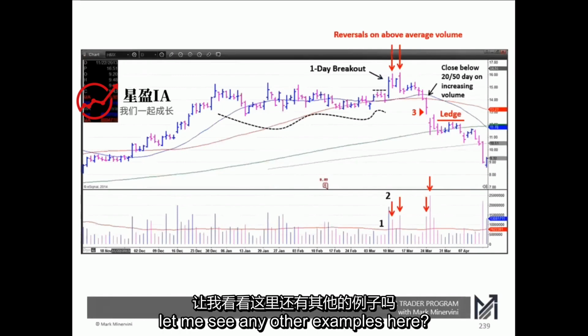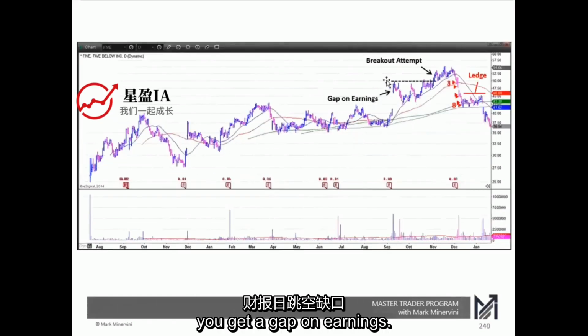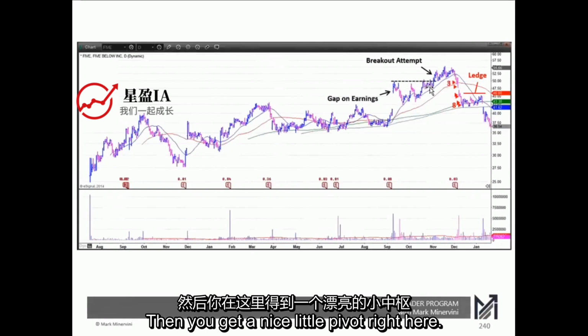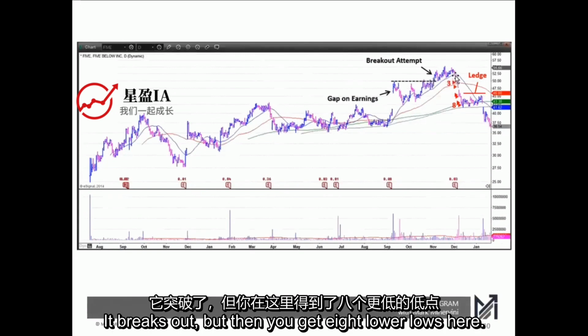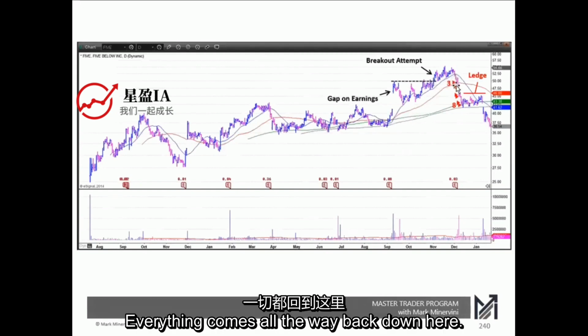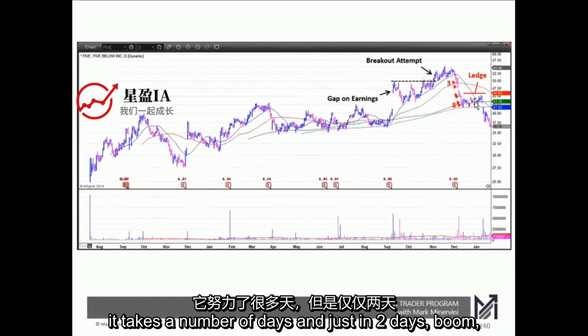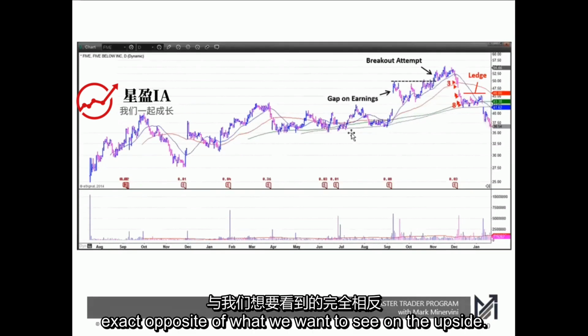Let me see if we have any other examples here. Well, this one right here, you get a gap on earnings. Then you get a nice little pivot right here. It breaks out, but then you get 8 lower lows here, right? And it retraces everything, comes all the way back down here. And now again, just like before, you see it takes a number of days, and just in 2 days, boom, exact opposite of what we want to see on the upside.